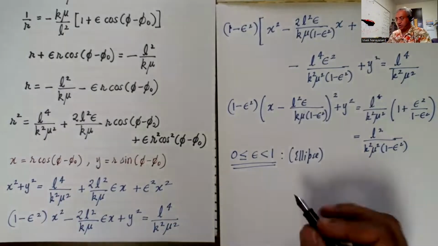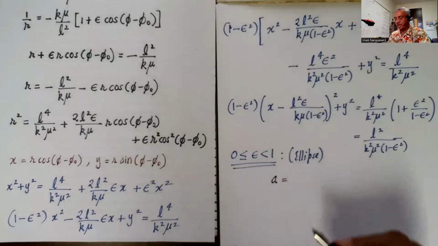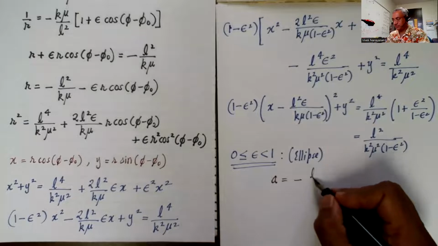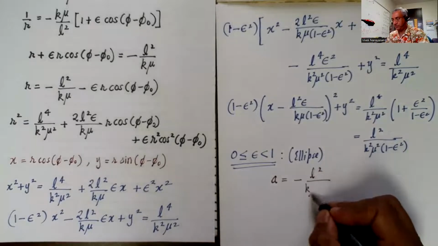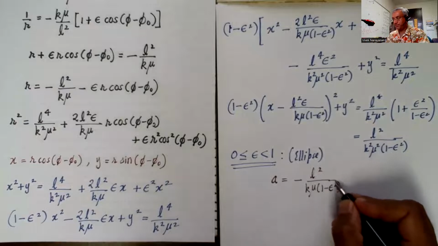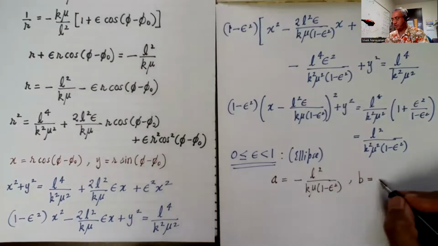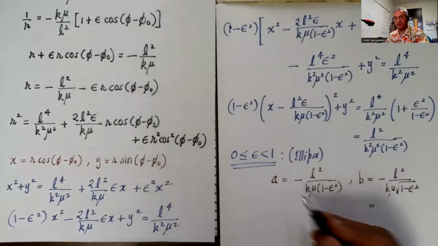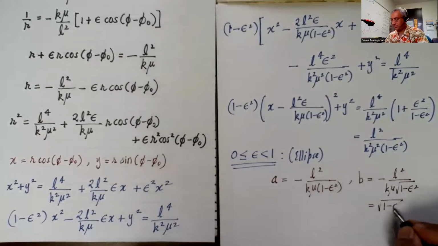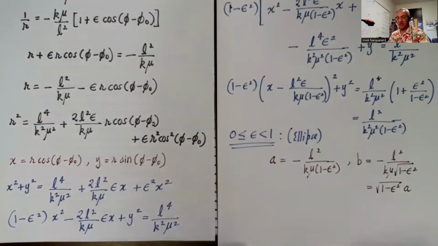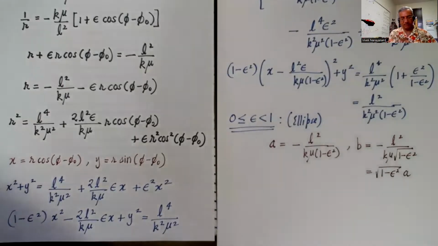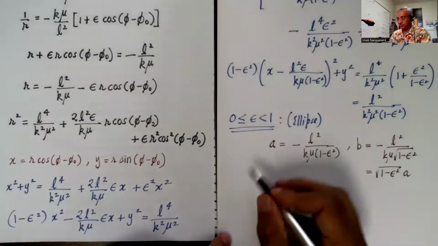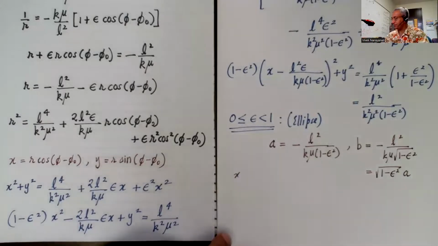So for that particular construction, the quantity A, known as the semi-major axis, is defined as follows. And there's a quantity B, the semi-minor axis, that's L squared over k mu square root of 1 minus epsilon squared, which by the definition of A is just going to be the square root of 1 minus epsilon squared times A. Under these conditions, I'll pretty soon draw the ellipse, but I want to write the equation first. We have the famous solution of Newton to the Kepler problem.